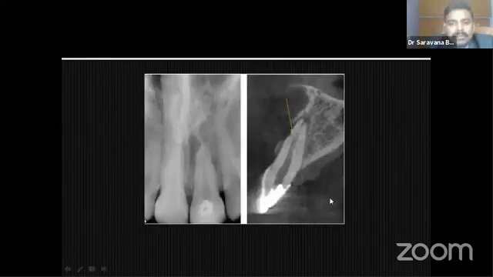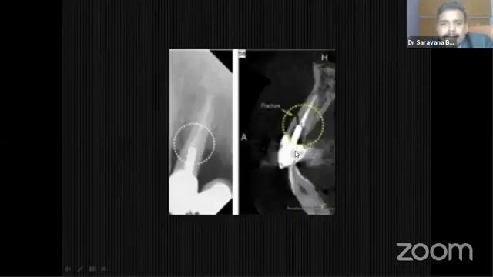Okay, look at the vertical fracture level here. Look at the 2D image. It is very, very difficult to identify from the 2D image. Look at the vertical fracture here. Okay, again the picture of vertical fracture here.